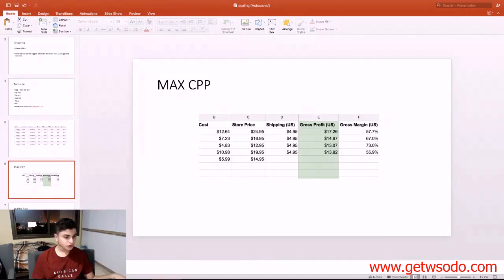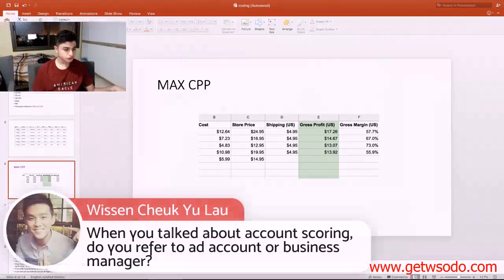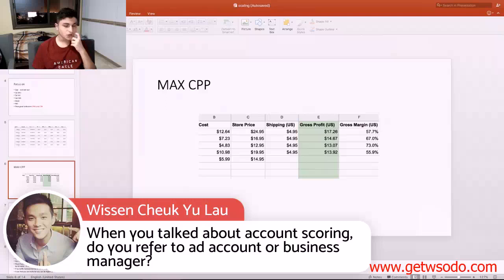When you talked about account scoring, do you refer to ad account or business manager? Okay, it all starts with your ad set, then it goes to your ad account, then it goes to your business manager. So first, Facebook will start lowering your ad set scoring, then it will go to your ad account, then it will reach your business manager after some time. When it reaches your business manager, there's no solution. When it reaches your ad set, if you do a new ad, it will be better. When it reaches your ad account, you can change your ad account, but when it reaches your business manager, there's no solution.